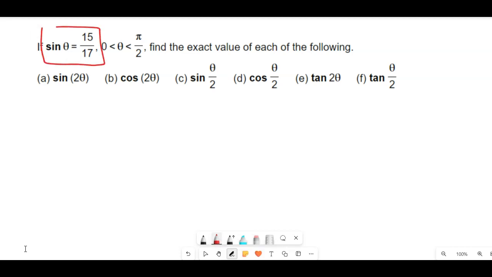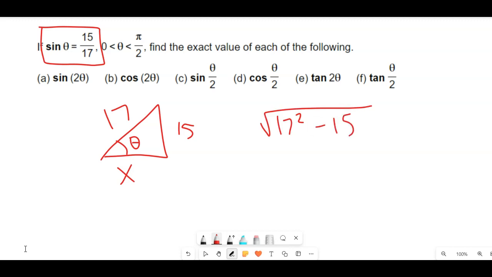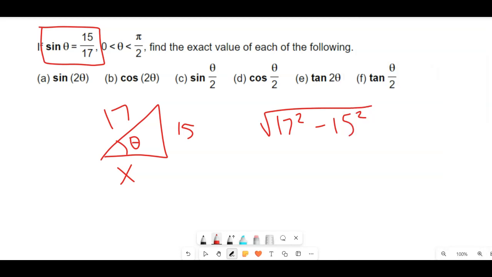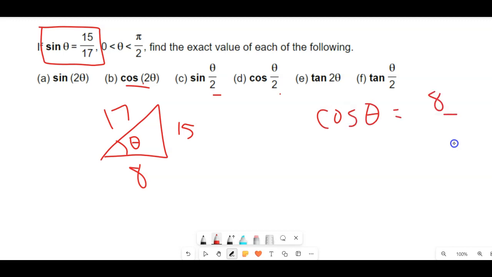So if we know the sine, we know in quadrant 1 that the opposite is 15, and we know the hypotenuse is 17. So we can find the adjacent by squaring the 17, squaring the 15, and taking the square root. All right, 17 squared minus 15 squared is 64. So this is the square root of 64, which is 8. So now there's the triangle that we're dealing with. All right, to be able to do all of these sines, cosines, tangents, we're going to need the cosine of theta, which is 8 over 17. We're also going to need the tangent, which is opposite over adjacent, 15 over 8.